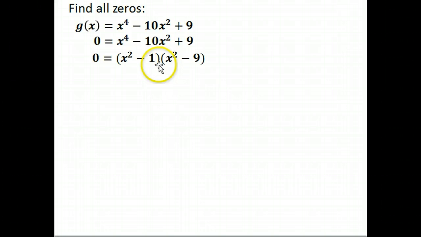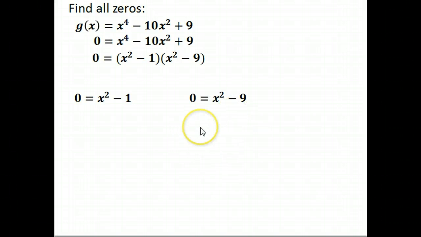Now, we've got both of these, and they're equal to 0, so I'm just going to set each one of them equal to 0. I go x squared minus 1 is equal to 0. And I've also got this other one over here, which is x squared minus 9 equals 0. Now I have to solve these. I want to get x all by itself, so I'm going to add 1 to both sides. And once I've added 1 to both sides, I simplify it. So 1 is equal to x squared.